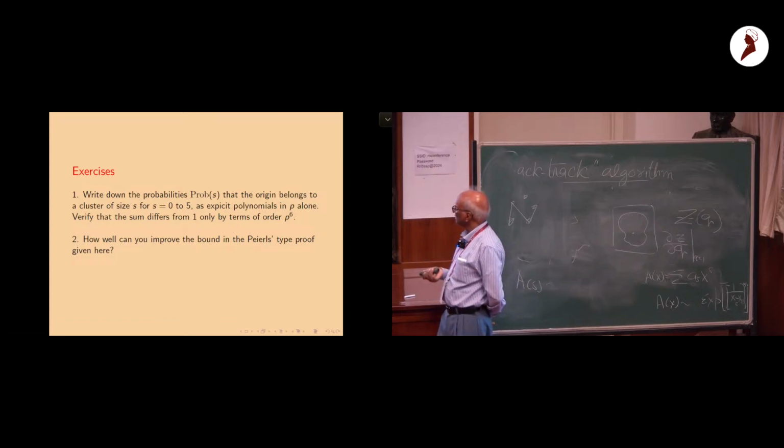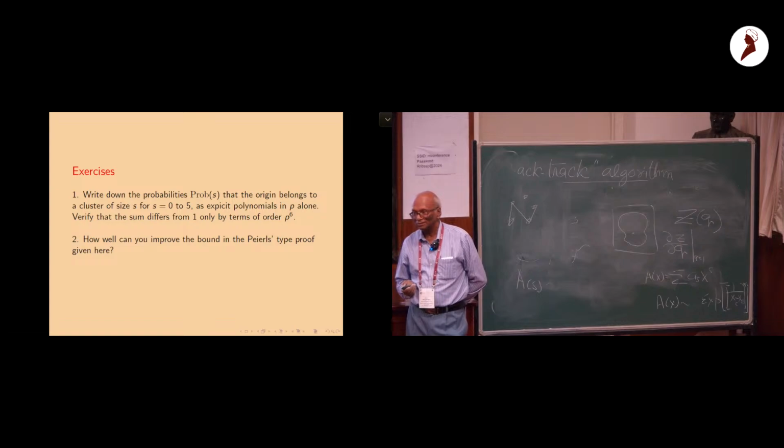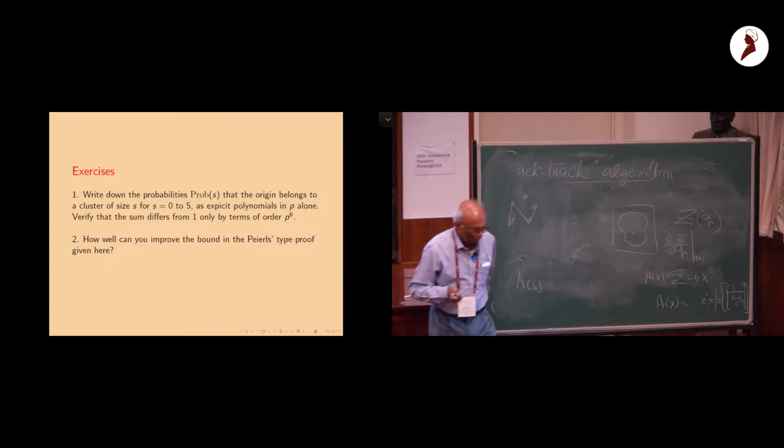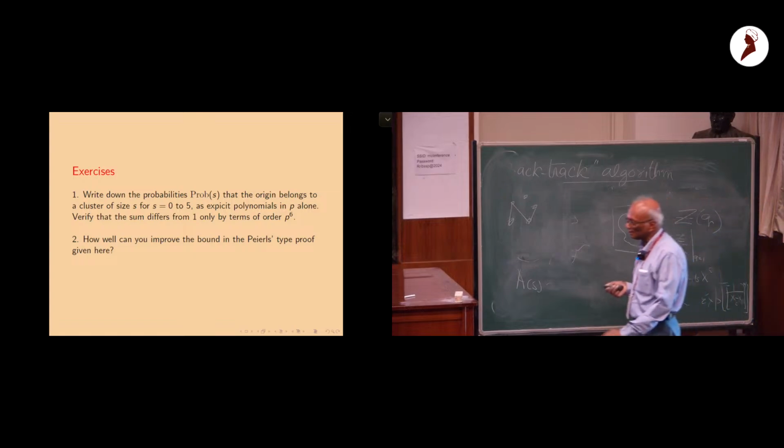Okay, next, how well can you improve the Peierls type proof given here? It's perhaps not a very imaginative exercise, but sometimes it's fun, like, okay, Peierls gave some proof. He said that for t less than 0.8 in some units, there is spontaneous magnetization. I can improve it to t equal to 0.97 or some such thing. So these kinds of results, which are called incremental results, are certainly possible, and they are not trivial.